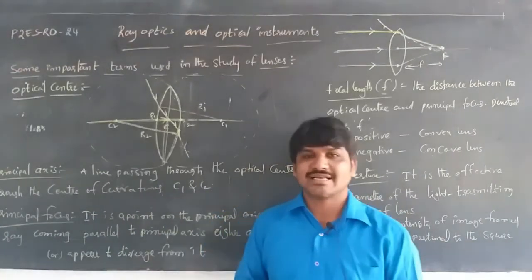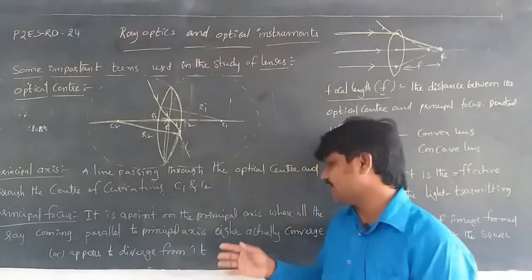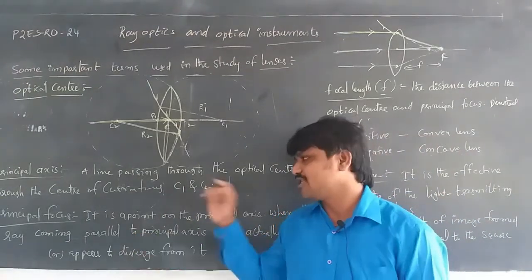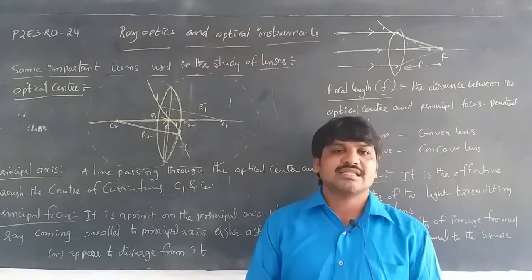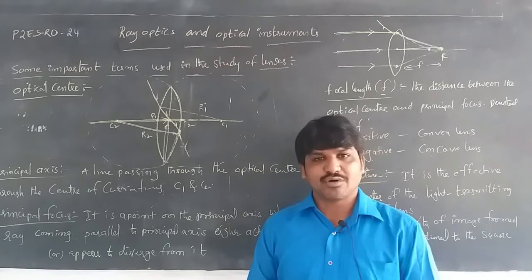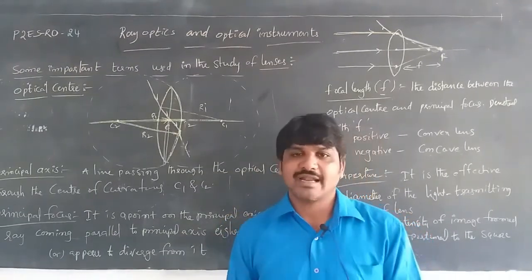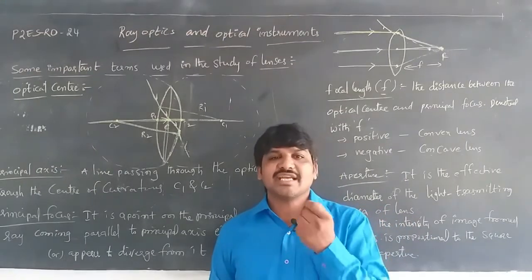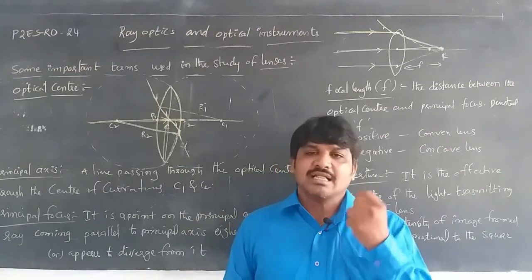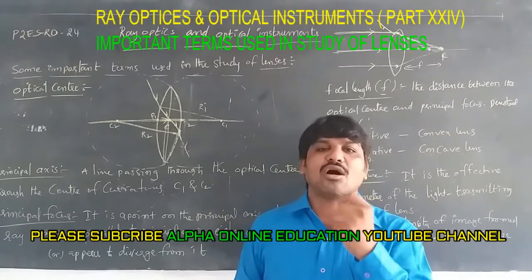The principal focus is a point on the principal axis where light rays passing parallel to the axis either actually converge or appear to diverge from, and it is called the principal focus. And the focal length means the distance between the optical center and the principal focus, and it is denoted with a small f. This focal length is taken positive for convex or converging lenses, and negative for diverging or concave lenses.